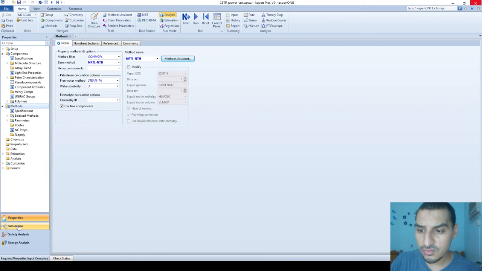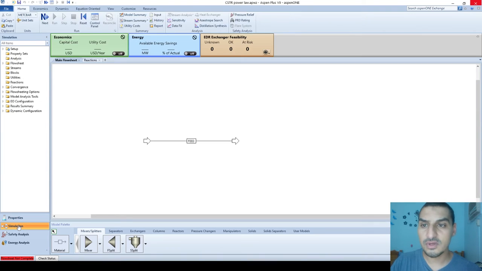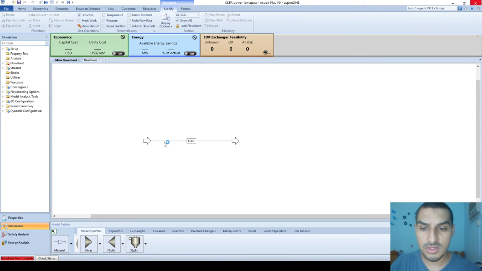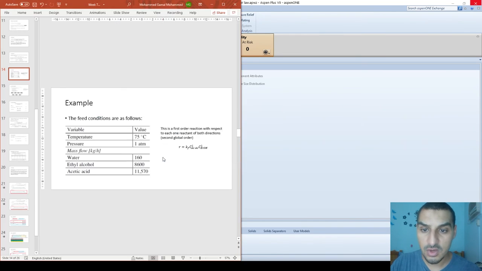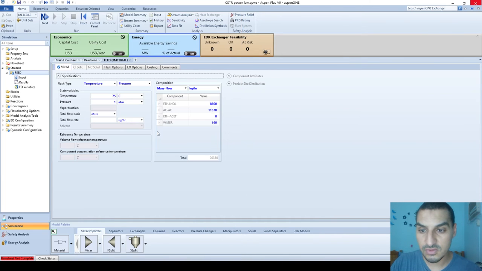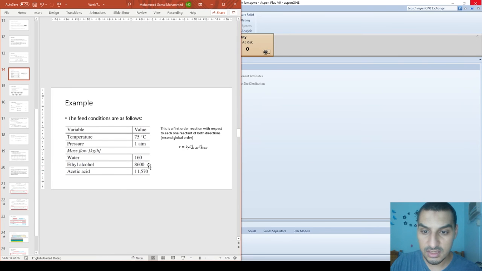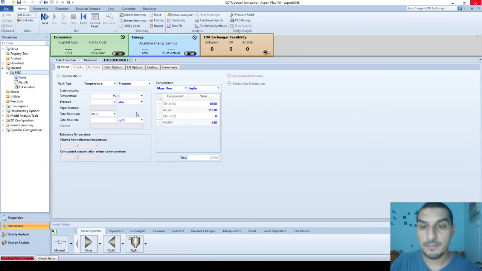So this is all for the properties environment. Now we go to the simulation environment. I've already defined all the feed parameters that we have, the flow rates, and I have the temperature 75 and the pressure 1 atmosphere, and the flow rates 160, 11, 570, and 8,600, and everything is fine now.